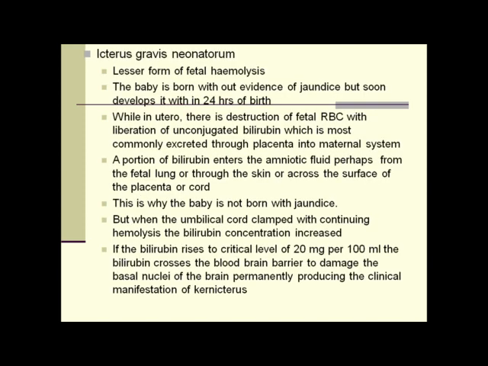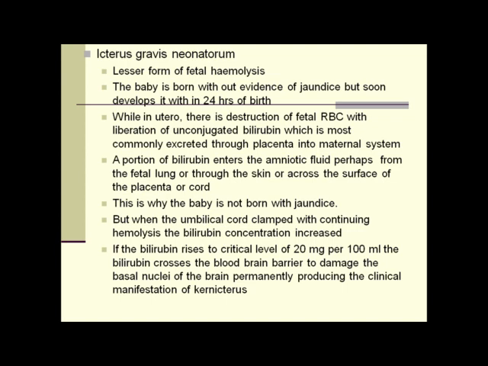Icterus gravis neonatorum, a lesser form of fetal hemolysis. The baby is born without evidence of jaundice but soon develops it within 24 hours of birth. While in utero, there is destruction of fetal RBC with the liberation of unconjugated bilirubin, which is most commonly excreted through the placenta into the maternal system. A portion of bilirubin enters the amniotic fluid, perhaps from the fetal lungs, through the skin, or across the surface of the placenta or the cord. That is why the baby is not born with jaundice.